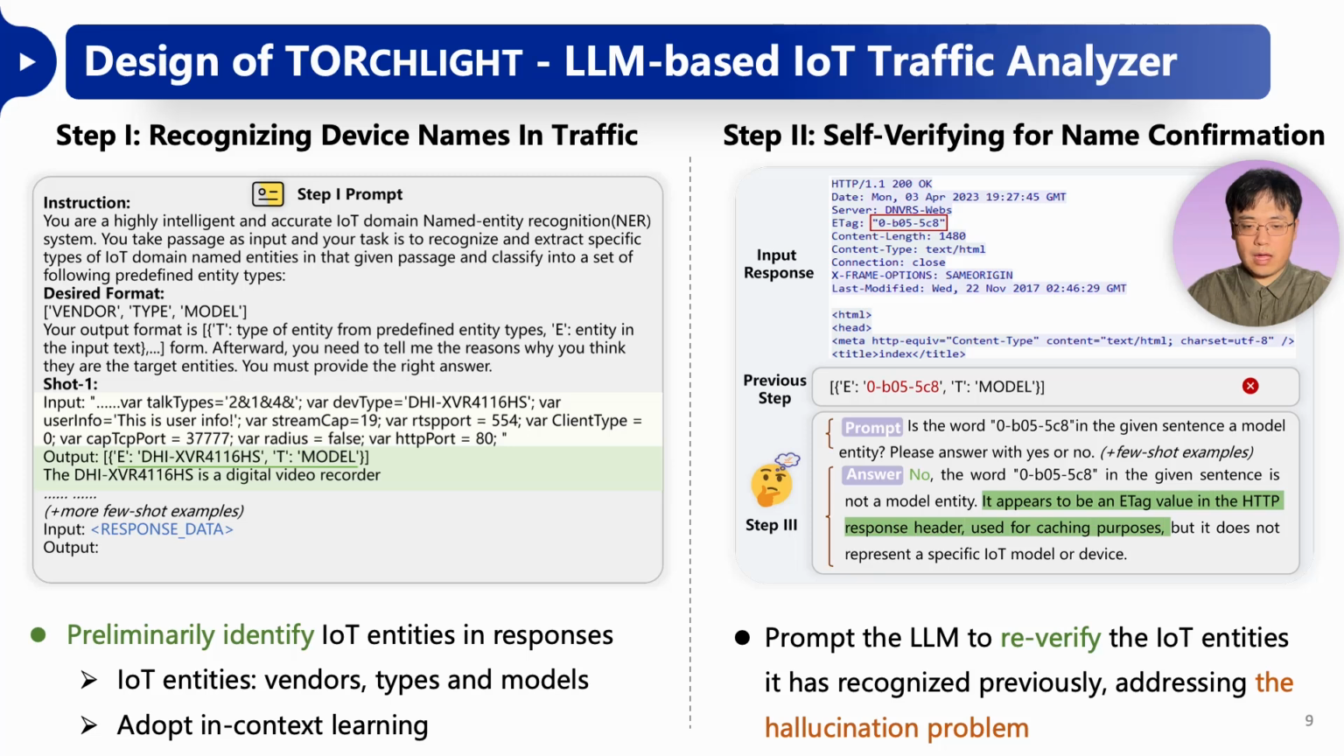First, we preliminarily identify IoT vendor, type, and model information in the responses with in-context learning. And then we prompt the LLM to re-verify the IoT entity it has recognized previously, addressing the hallucination problem.